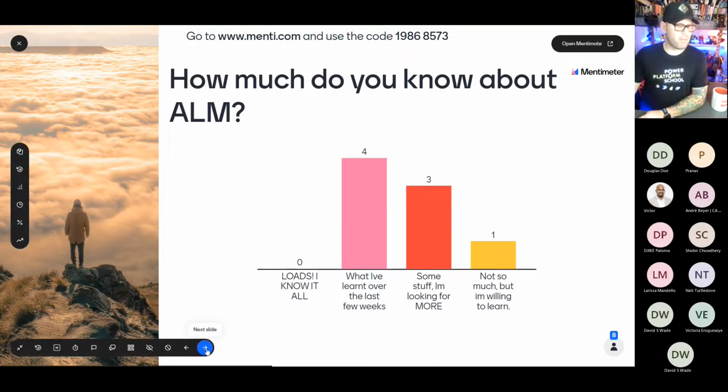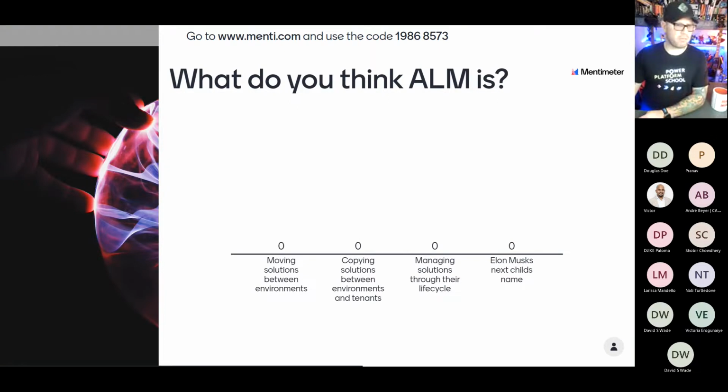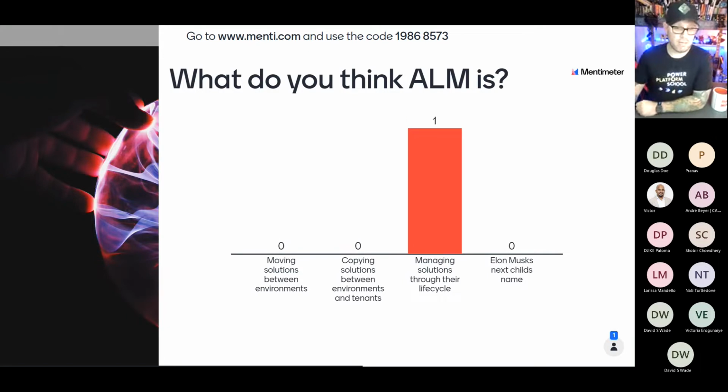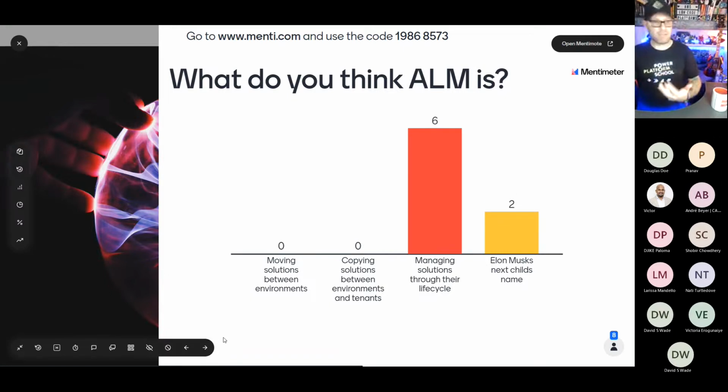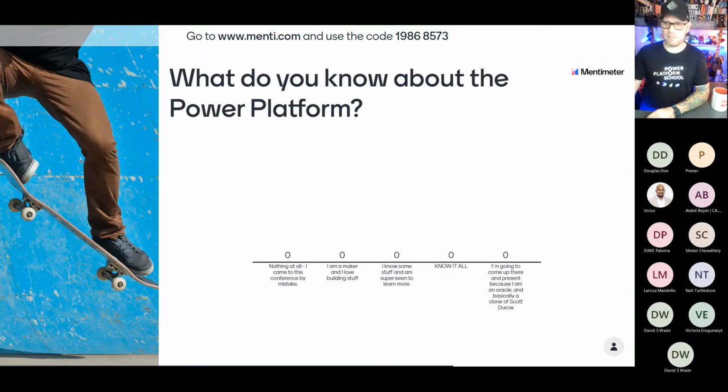That's cool. Okay. Next one. I promise you I won't make this too long. So what do you think ALM is? Is it moving solutions between environments? Is it copying solutions between environments and tenants? Is it managing solutions through their life cycle, or Elon Musk's next child's name? Yeah, definitely someone is going to choose that. So you're absolutely right, except for 2 of us. It is managing solutions through their life cycle. It's not necessarily just about moving stuff, right? It's about actually managing that full life cycle of a solution. So nice work. Victor, everyone's done very well and learned a lot, and your presenters have been amazing.